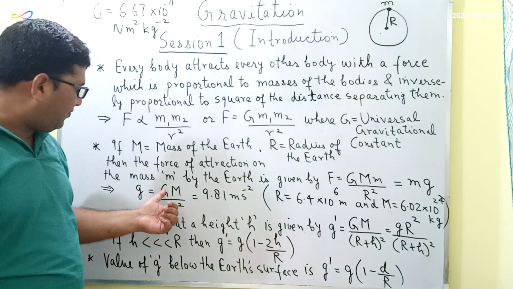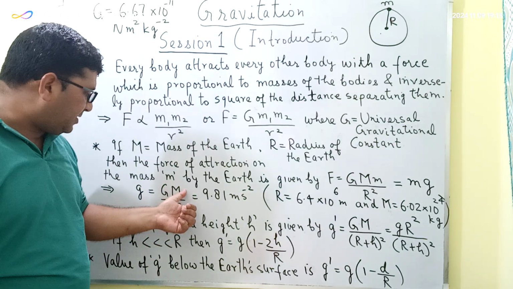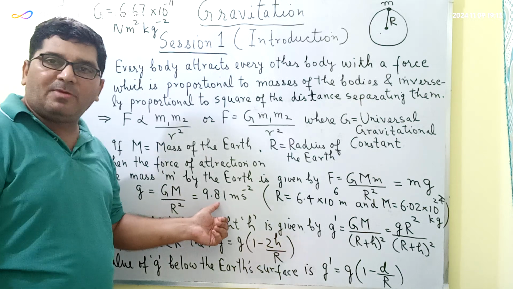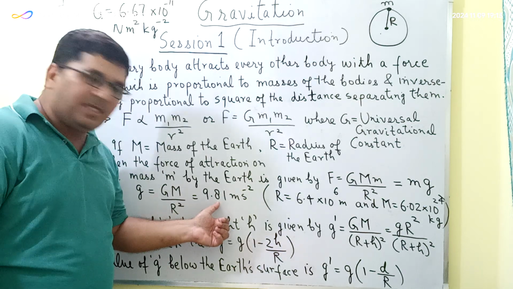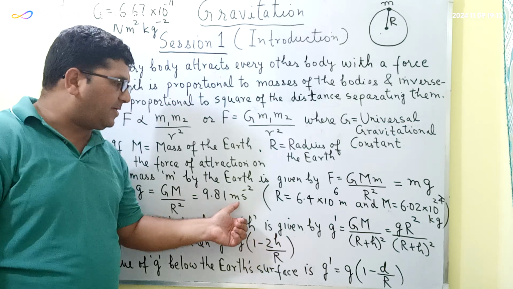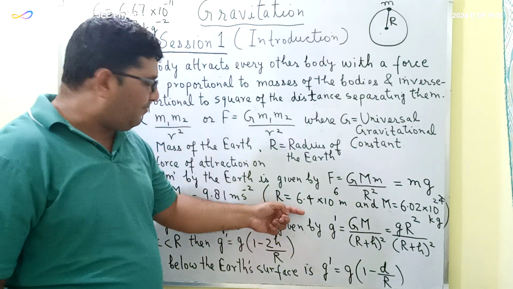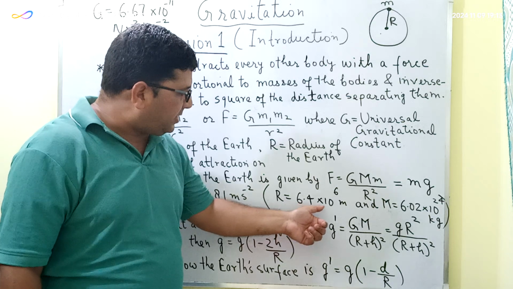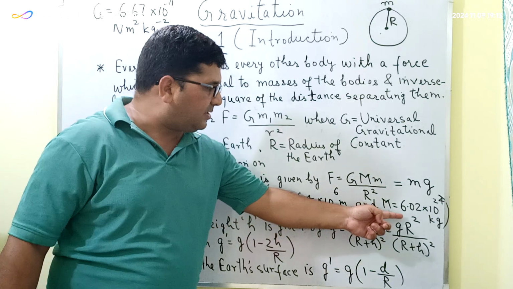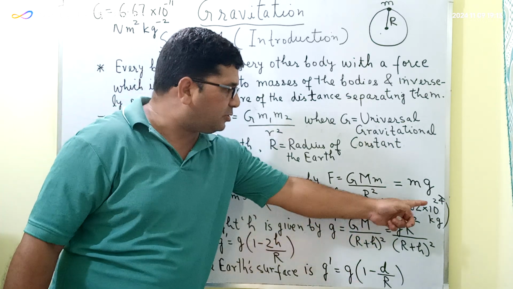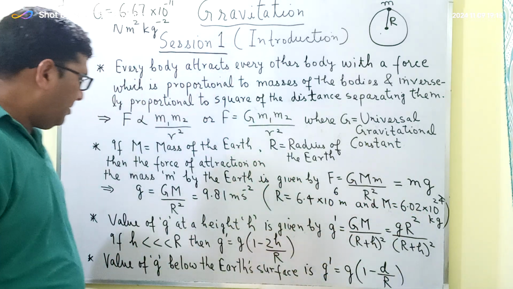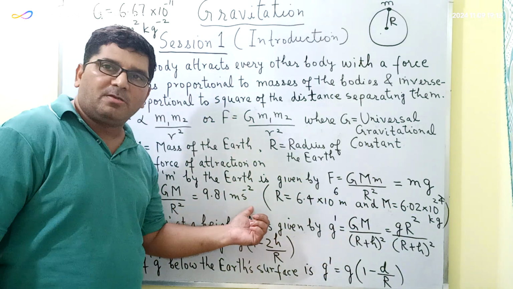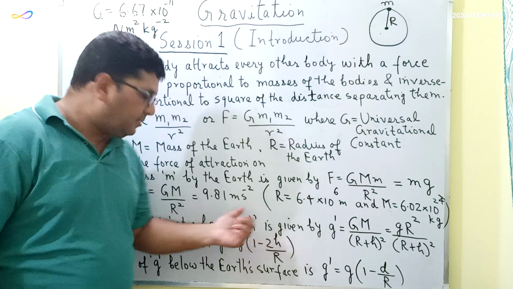So if I substitute the value of the gravitational constant, the mass of the earth and the radius of the earth in this equation, the value will come out to be equal to 9.81 meter per second square. The radius of the earth, for your knowledge, is 6.4 into 10 to the power 6 meter, and the mass of the earth is equal to 6.02 into 10 to the power 24 kg. Now this is the acceleration due to gravity on the surface of the earth.